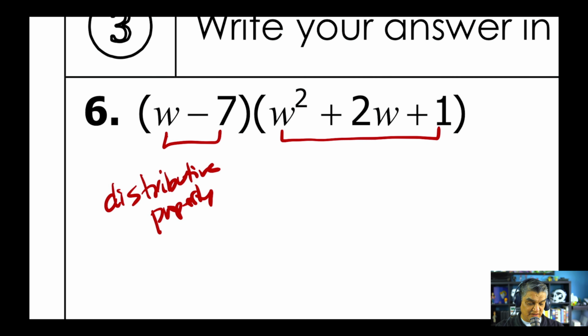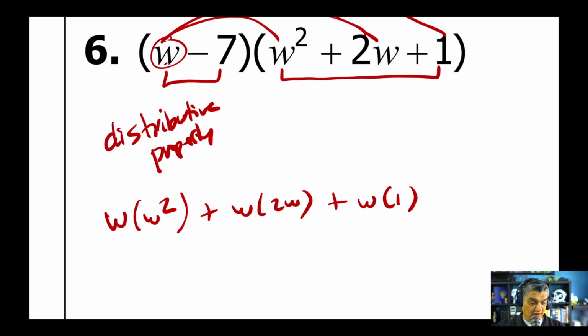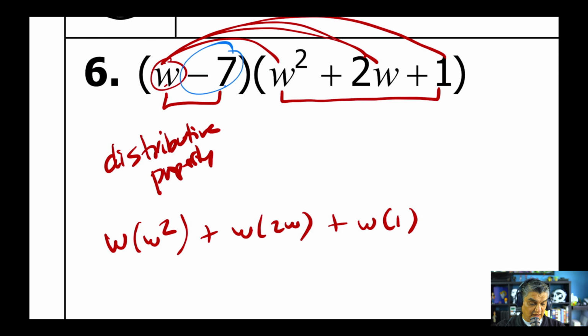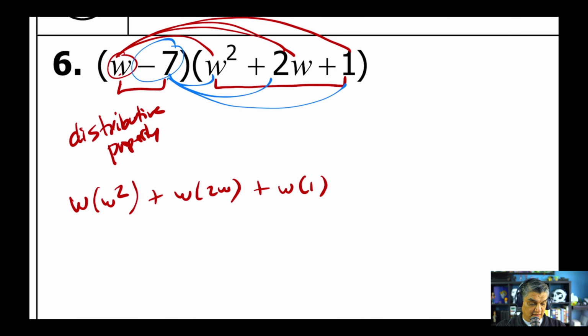But the distributive method just says, get this first term in here and multiply it to everything over there. Distribute it to all those terms. So w times w squared plus w times 2w plus w times 1. And then I get the second term and multiply it to everything over there. So I get minus 7 times w squared, because it's negative 7, and then minus 7 times 2w, and then minus 7 times 1.